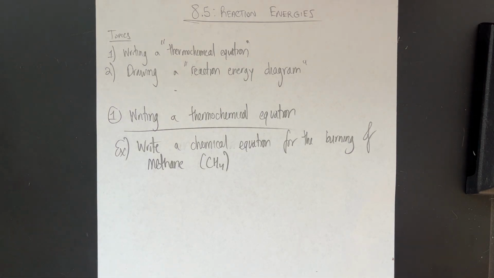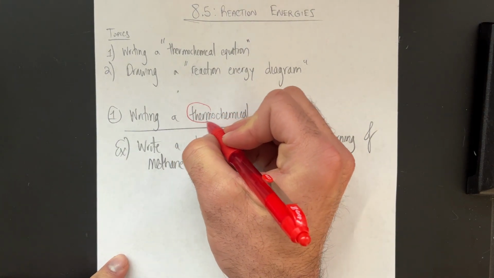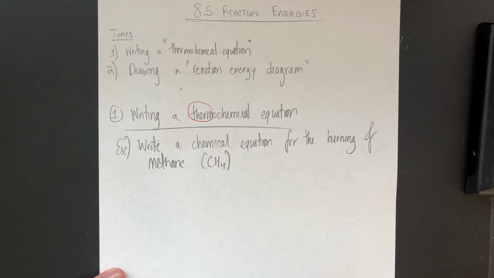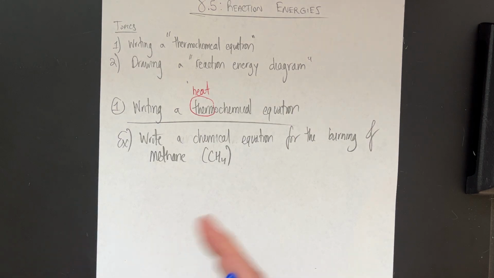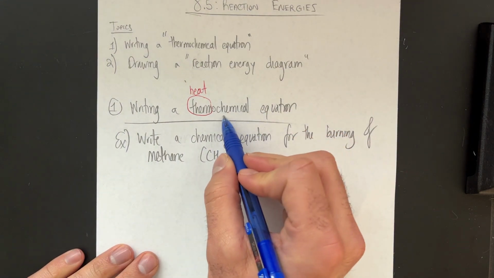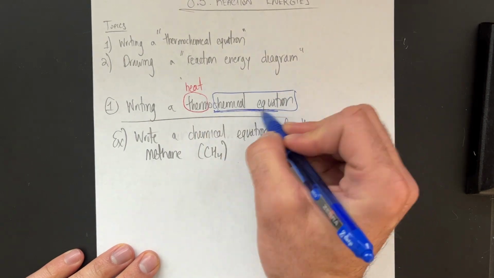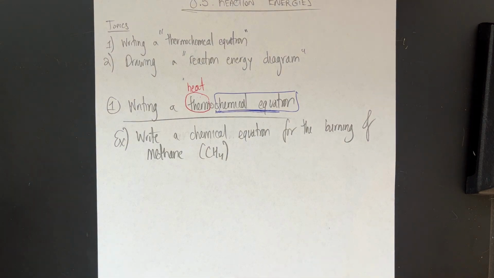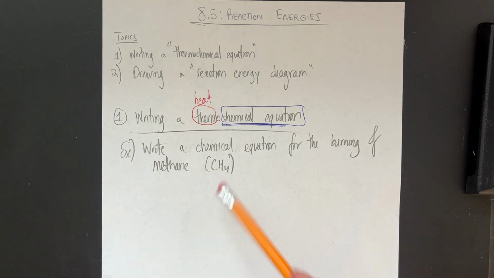Sounds big and fancy, but it's actually not that bad. Let's break down this word thermochemical. Therm is referring to like thermometer, and so that means heat. And then chemical, well, chemical equation, right? We actually already know how to do that. So what this is saying is a heat chemical equation, a chemical equation that also has heat in it. We know how to write a chemical equation. What we're going to add is just heat.